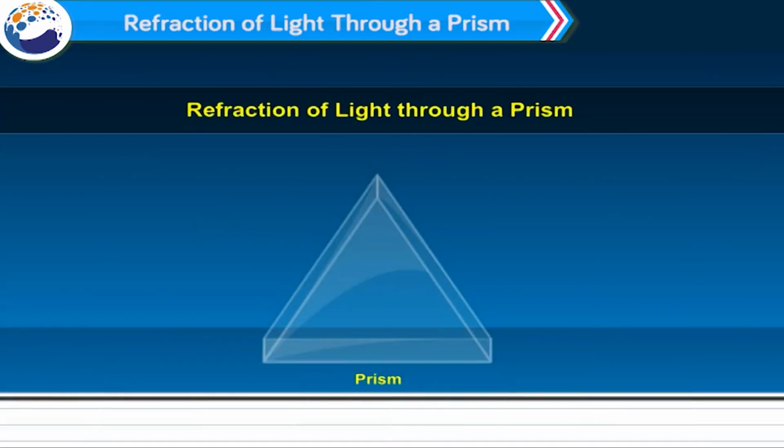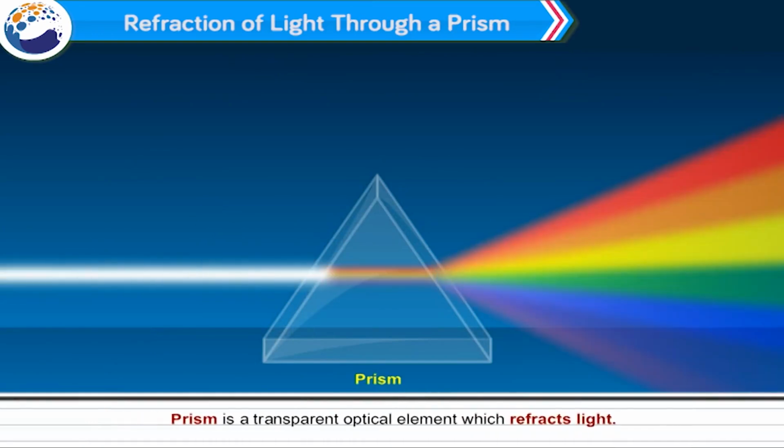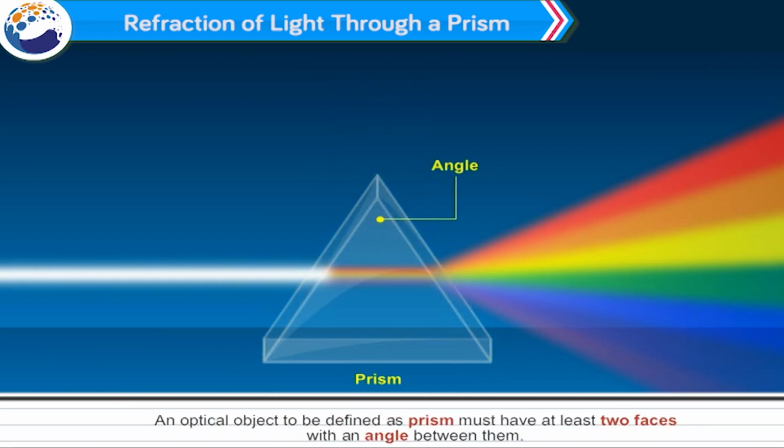Refraction of light through a prism. A prism is a transparent optical element which refracts light. An optical object to be defined as a prism must have at least two faces with an angle between them. A triangular prism is the most common type of prism. It has a triangular base and rectangular sides.